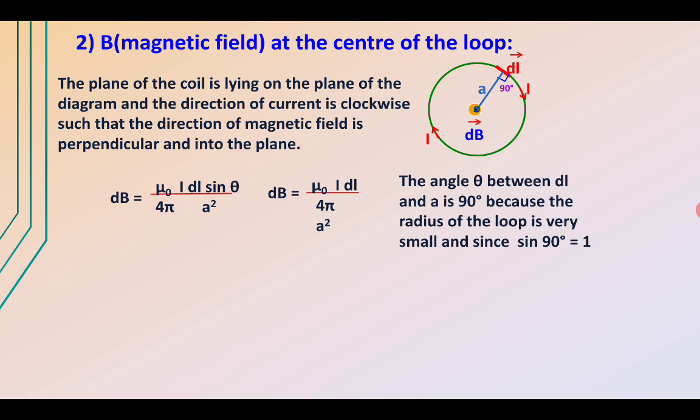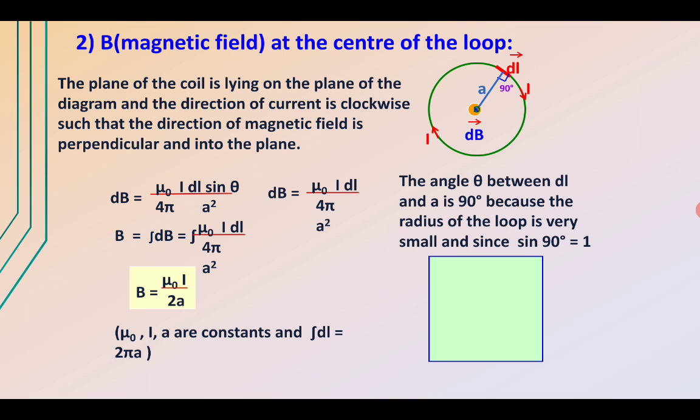Now, as the angle between the current element and the radius is 90 degree, sine 90 is 1. So the total magnetic field comes out to be mu naught I dl upon 4 pi a square, and this is equal to mu naught I upon 2a for the whole loop. Here again these terms mu naught, I, a are constant, and the integration of this current element is 2 pi a.